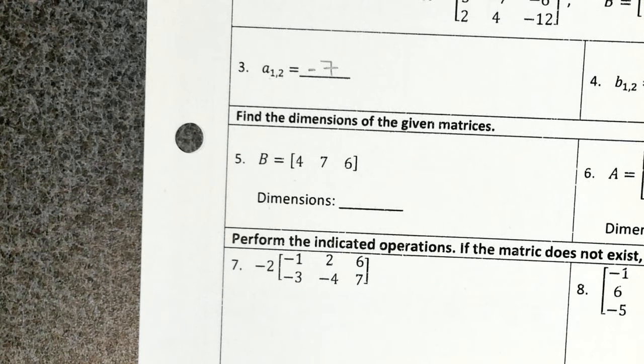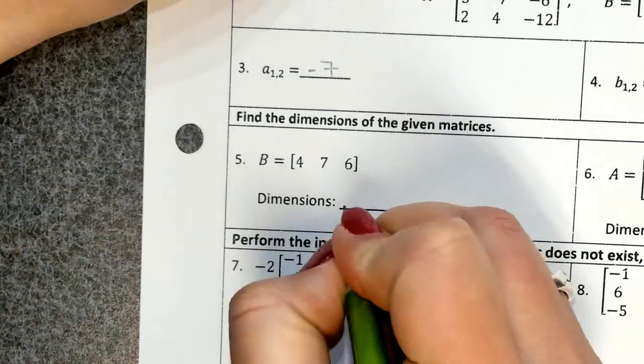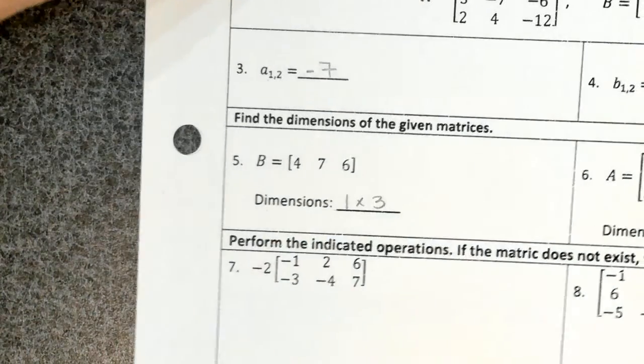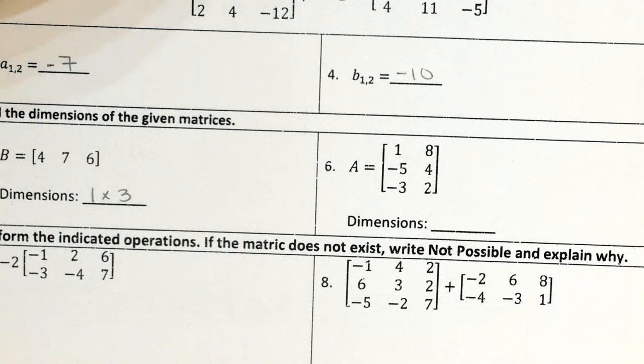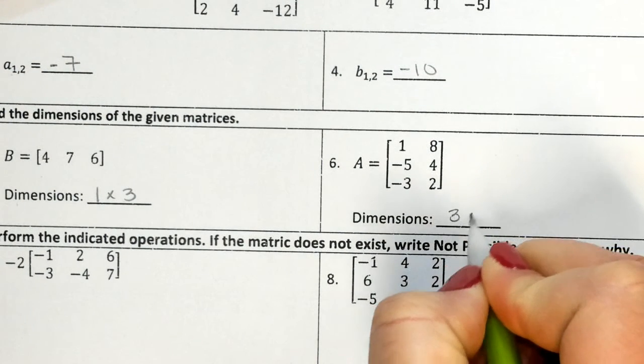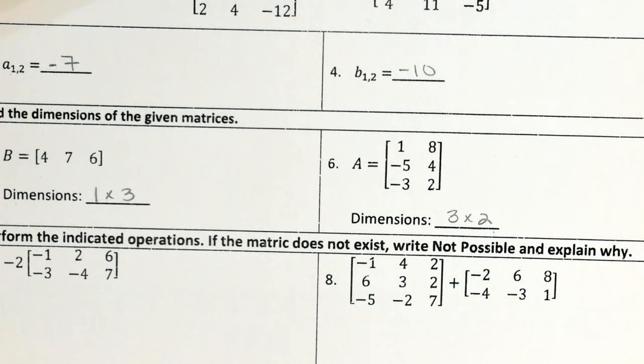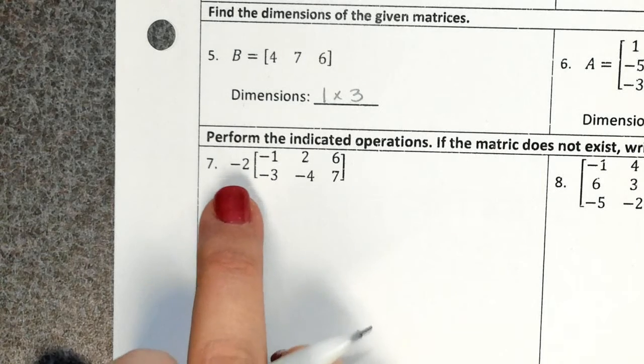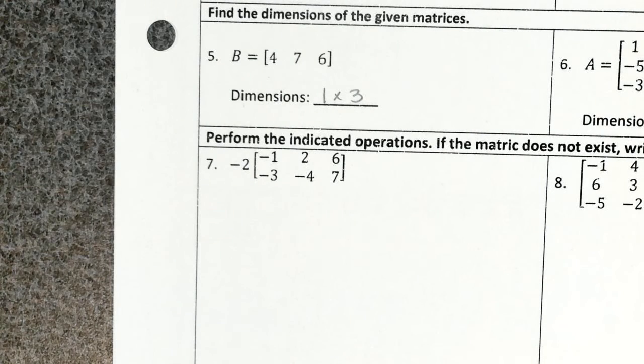What are the dimensions of number 5? A 1 by 3. And what are the dimensions of number 6 here? 3 by 2. Number 14. How do I go about multiplying by a scalar, a number out front?